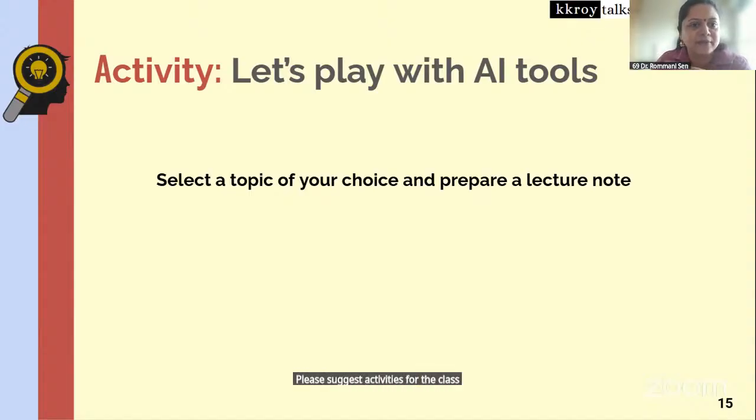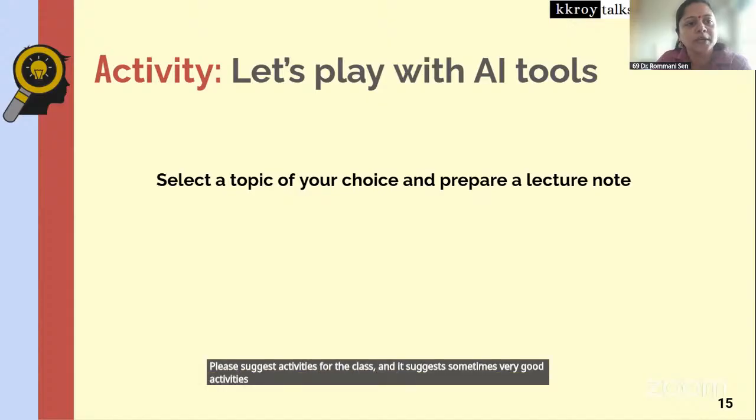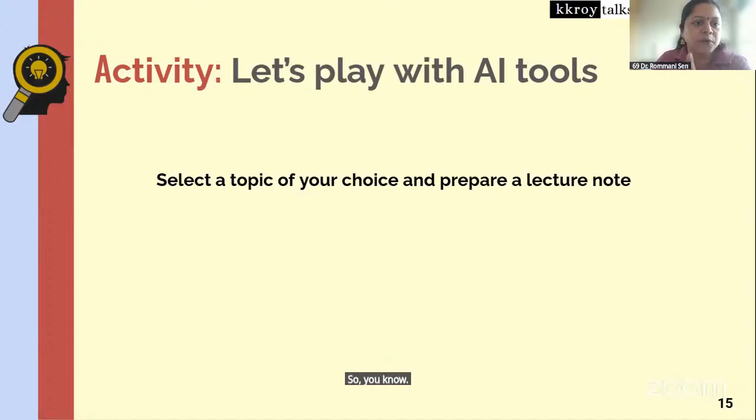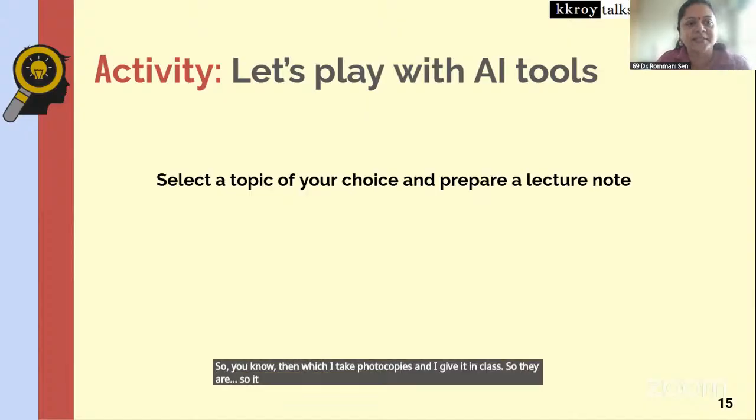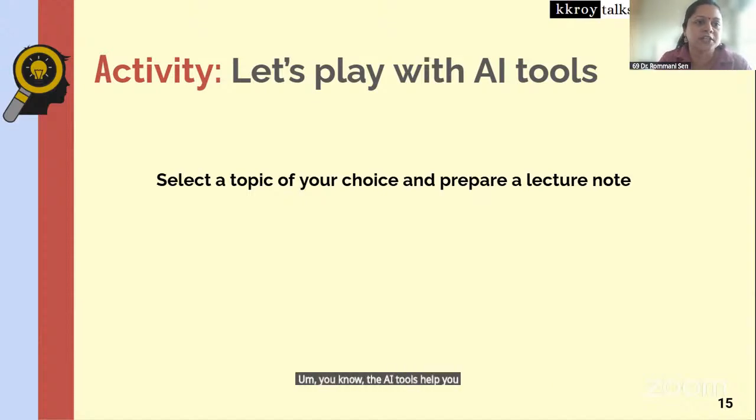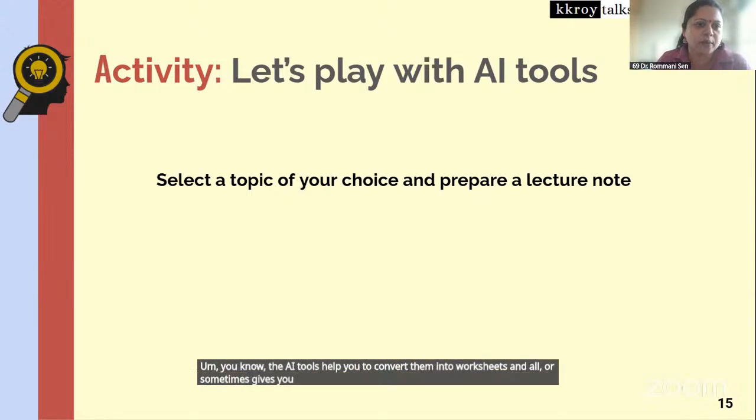And it suggests sometimes very good activities, which can also be converted into some worksheets. Then I take photocopies and give them in class. So it involves the notes as well as the activity. The AI tools help you convert them into worksheets, or sometimes give you ideas which you may conduct differently rather than only using a worksheet.